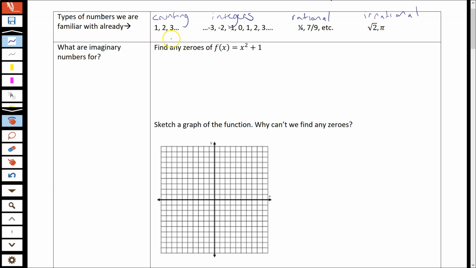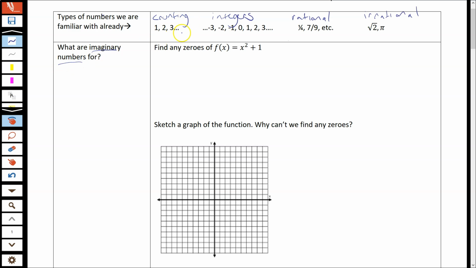So I want to introduce today a totally new type of number for you guys. These are some types of numbers that you're already familiar with. You probably learned about them in roughly this order in your math career as well. Our focus today is imaginary numbers.